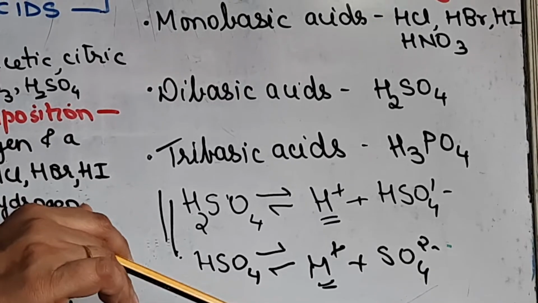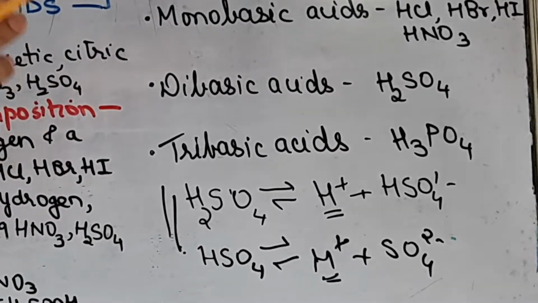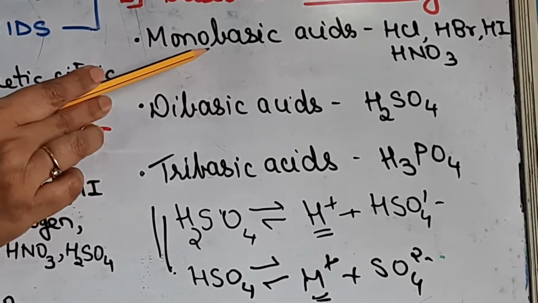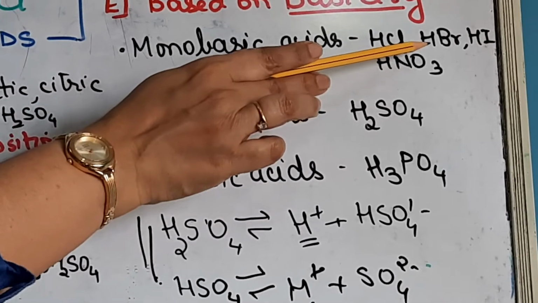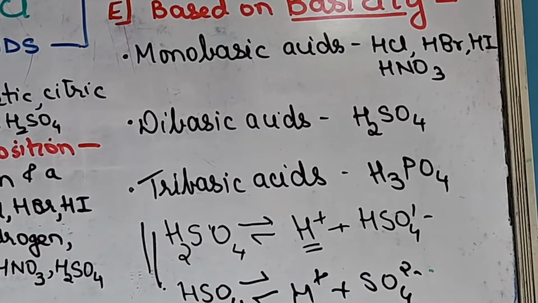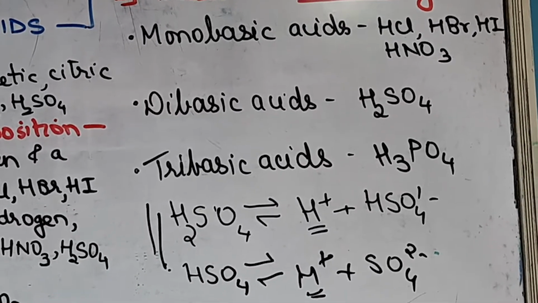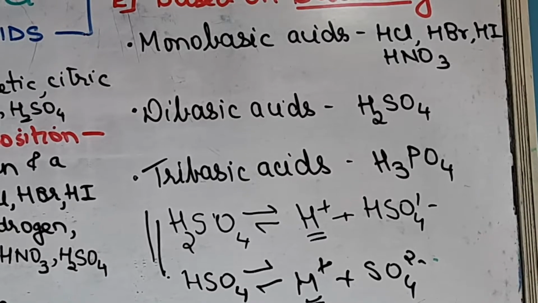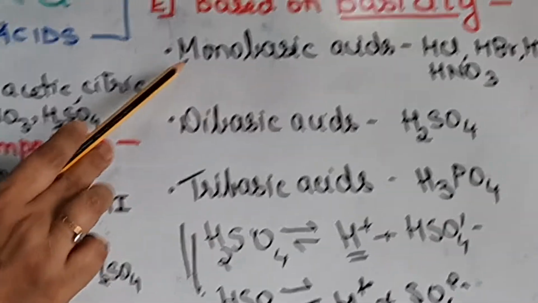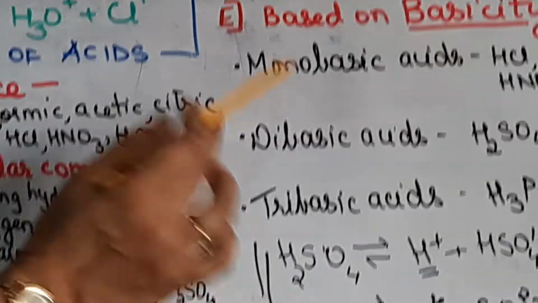Based on that you have monobasic acids. Mono means one. Monobasic acids dissolve in water to form one hydrogen ion per molecule of the acid. Like we saw earlier, HCl forms H plus and Cl minus. So per molecule of the acid, one hydrogen ion, one hydronium ion, is formed. So that is a monobasic acid, and they dissociate in one step in aqueous solution.